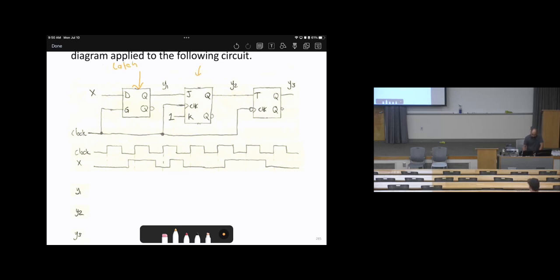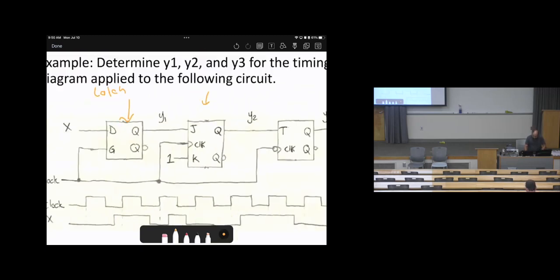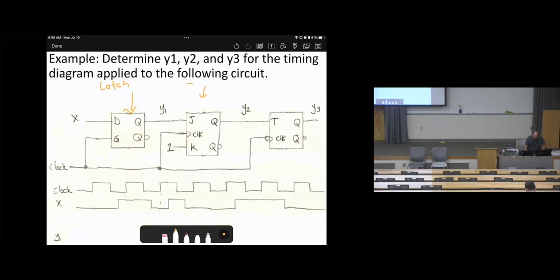The second one, this is JK flip-flop. Is this rising edge or falling edge, or positive edge? It's positive edge, right? Because there's no bubble at the clock. So it is JK flip-flop. The first one was the latch, this one JK flip-flop with positive edge or rising edge.